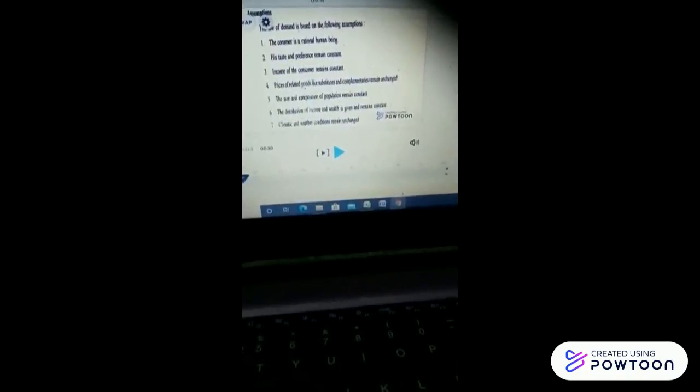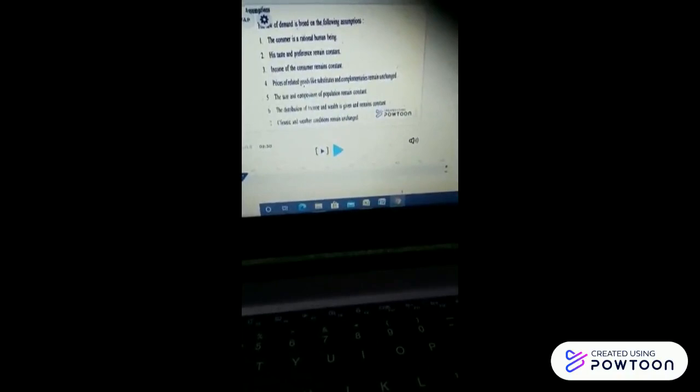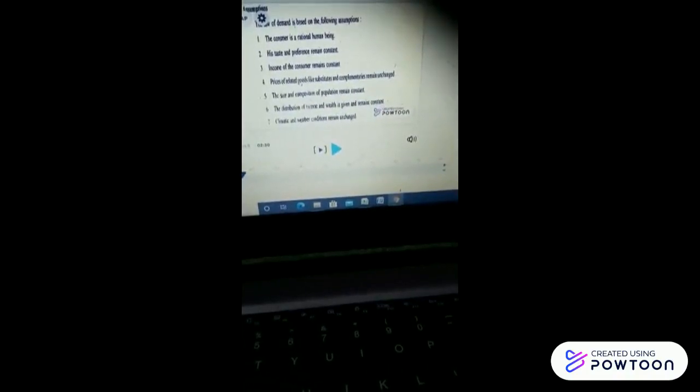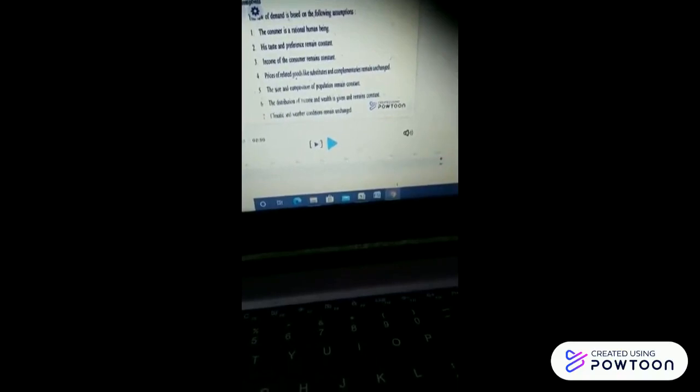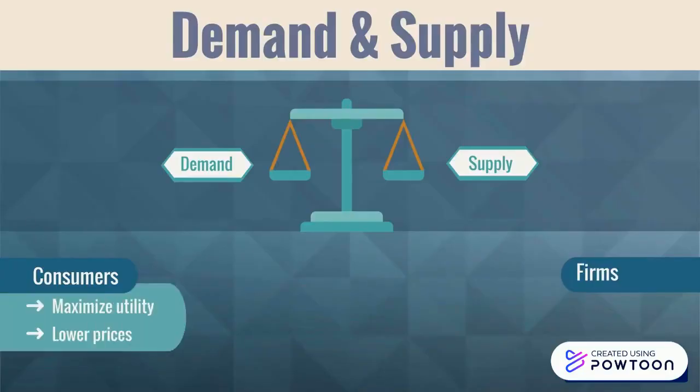So the assumptions are: the law of demand is based on the following assumptions. The consumer is a rational human being, his taste and preference remain constant, income of the consumer remains constant, prices of the related goods, substitutes and complements, remain unchanged, the size and composition of population remain constant, and the distribution of income and wealth is given and remains constant. Consumers want to maximize their utility with respect to the goods they purchase, whereas companies always try to make as much profit as possible from the products or services they sell.